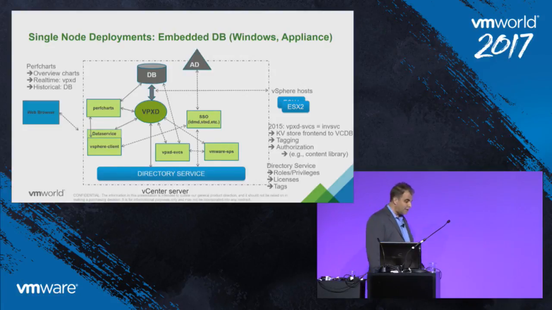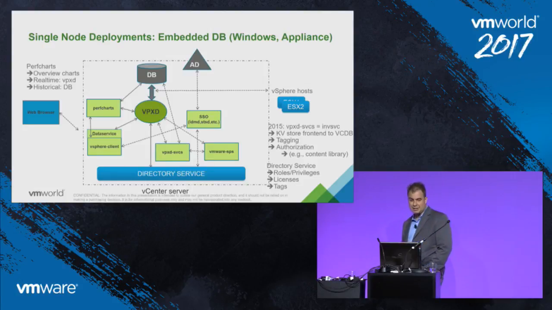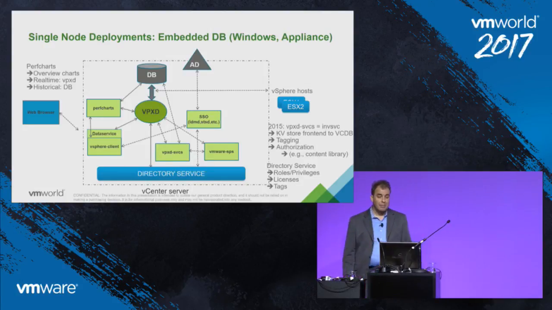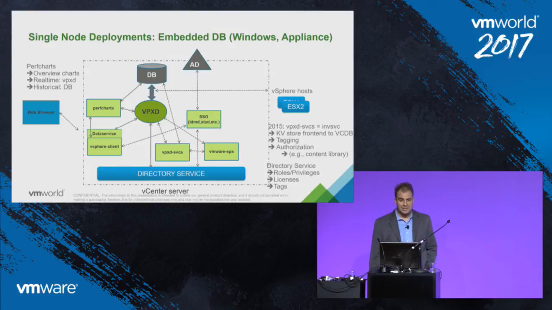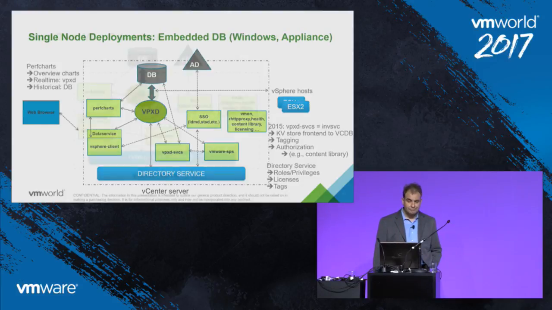Now, if you take a look around under the hood, you may notice that there are other services that exist as well. For example, there's a perf chart service that can provide you with a set of overview, real-time, and historical charts. At the same time, there's a set of services such as VMon, which is responsible for automated service restart. There's an HTTP proxy, health checking, content library, and licensing as well.